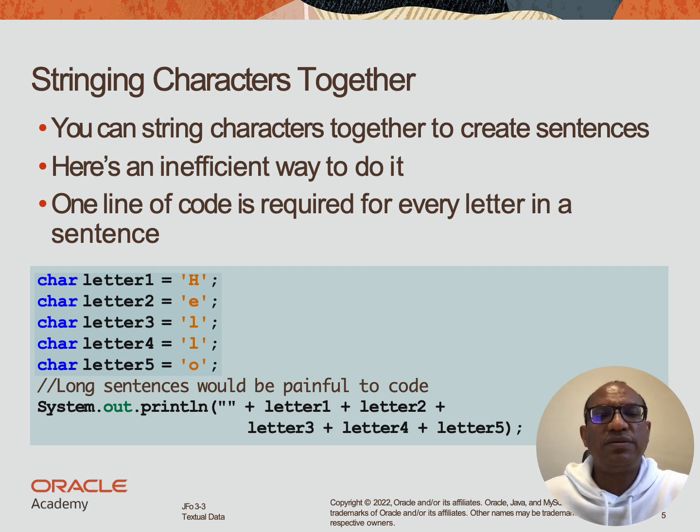You could use char to piece together a word, but it's tedious. Each letter would require a separate variable in a line of code. Note the System.out.println statement here requires that we insert double quotation, empty character, to ensure that the ASCII values are not added together. Try this example without the double quotation.